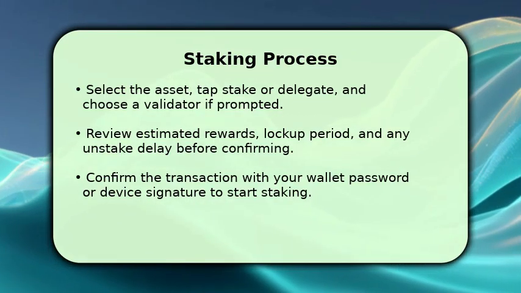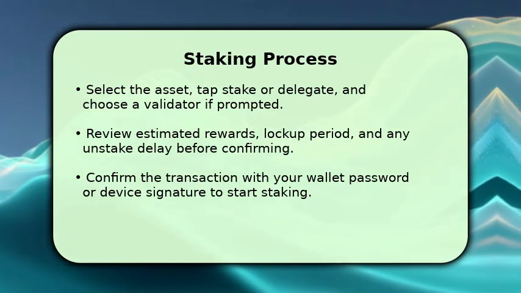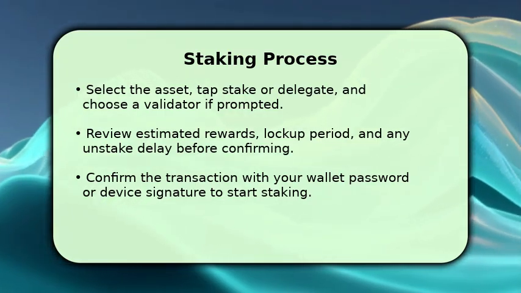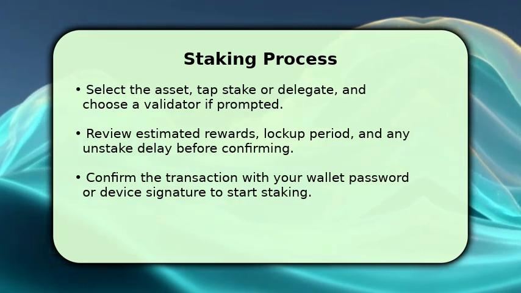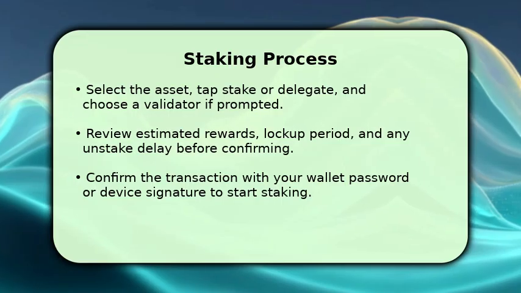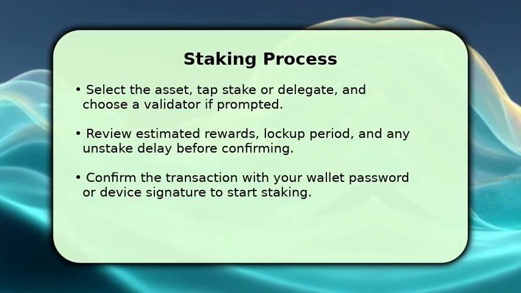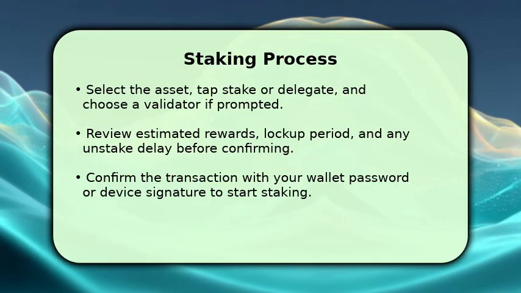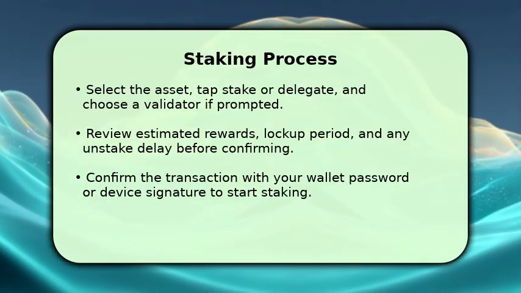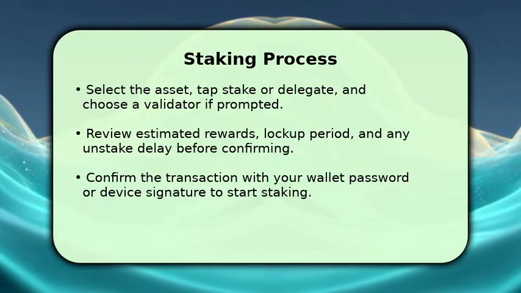Tap the asset, choose stake or delegate, and pick a validator if required. Review rewards and any lockup terms. Enter the amount to stake and confirm the transaction with your password or device signature. Wait for network confirmations and check the staking tab to see active delegation and accrued rewards. I will highlight where to monitor performance and unstake when needed.